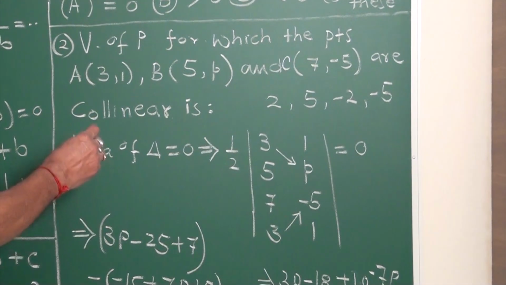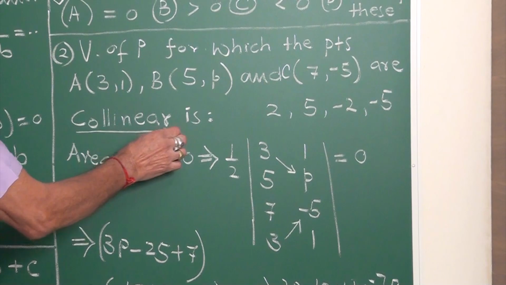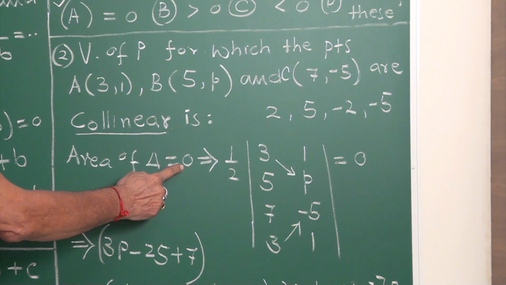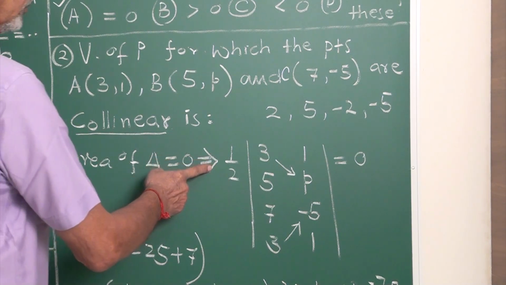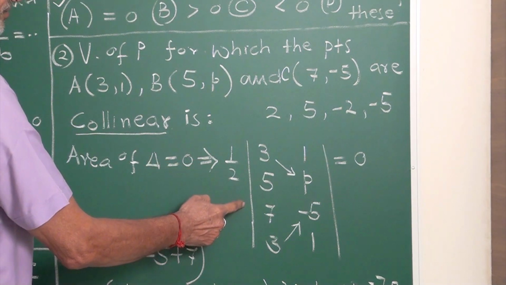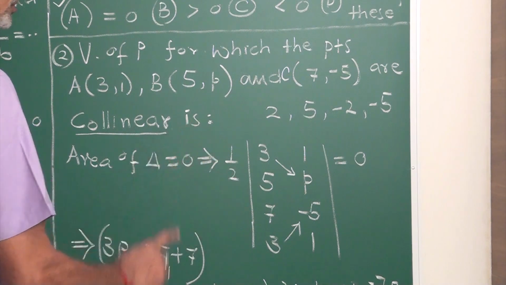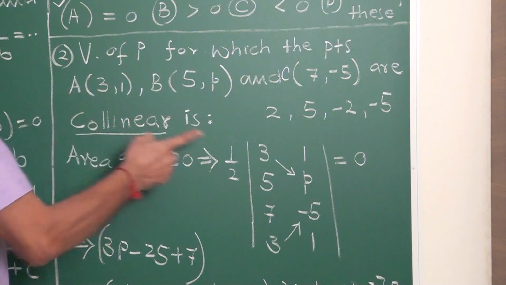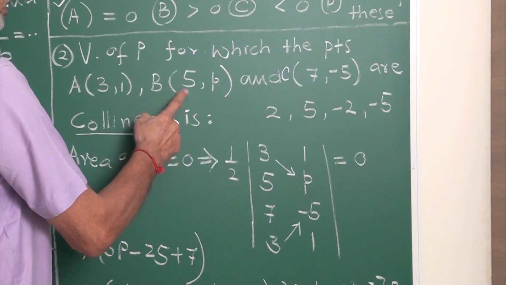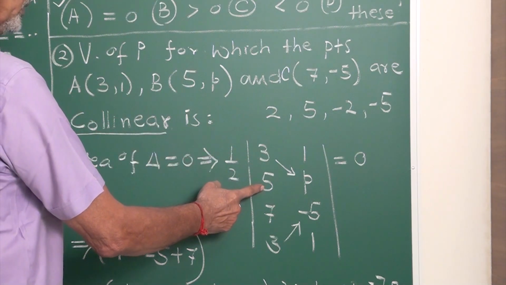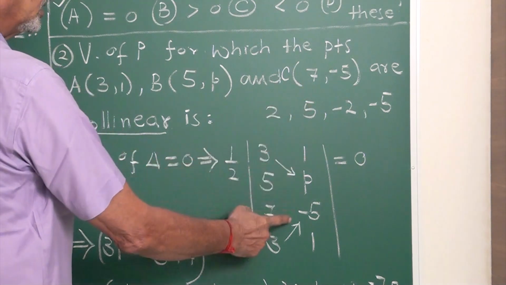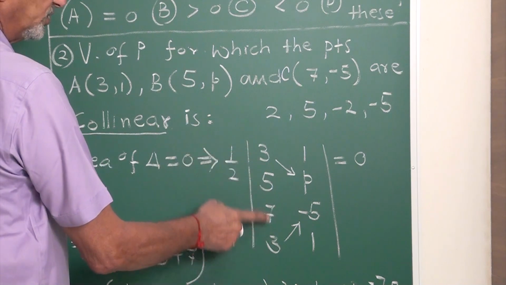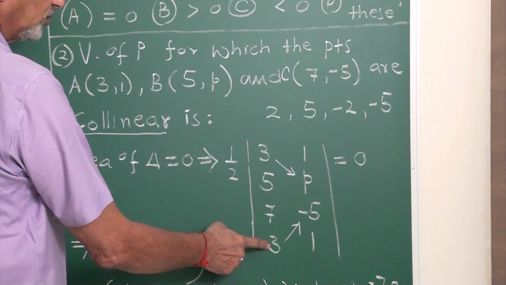Points are collinear, my friends. When the points are collinear, the area of the triangle is 0. What is the area of the triangle? Half. I explained this method. You have to start with the coordinates of the first vertex, A(3,1), B(5,P), C(7,-5). I told you beginning and closing must be the same.